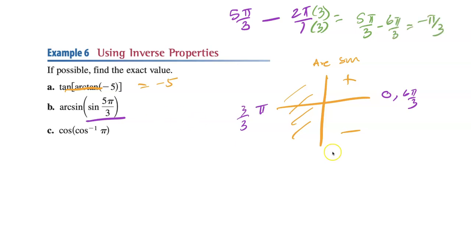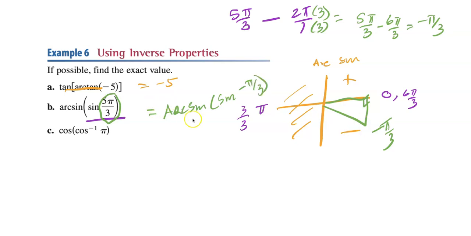Does that work? Yeah. Here's 0. You just go down from here to there. That'll get you negative pi over 3. So I could change this to arcsine of sine of negative pi over 3. And that fits the domain of this guy. So now these just cancel out, so my answer is negative pi over 3. So that's one way to do it.